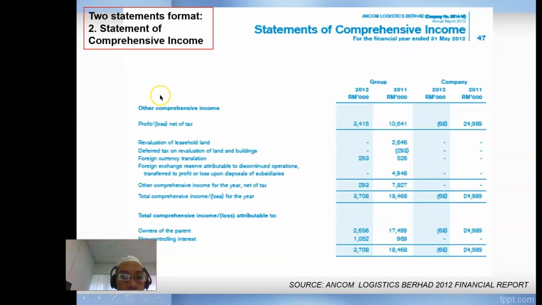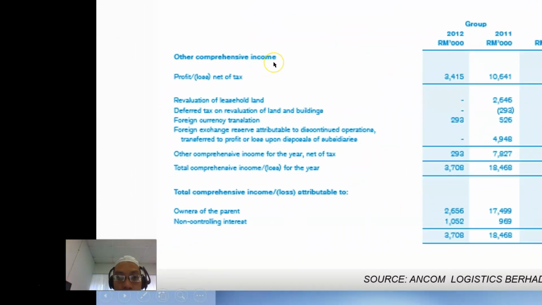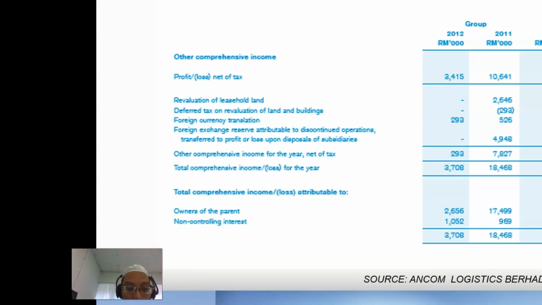So here it shows other comprehensive income, the revaluation of leasehold land, deferred tax on valuation, and so on and so forth, until how the income is attributed to the owners of the parent and non-controlling interest.